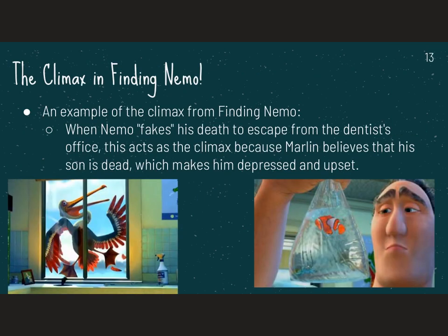The climax in Finding Nemo is when Nemo fakes his death to escape from the dentist's office. This acts as the climax because Marlin believes that his son is dead, which makes him depressed and upset. And as he's walking away, you're so tense because, oh my gosh, he's so close and he's starting to give up. We're tense, we're excited, we want to know what happens next.